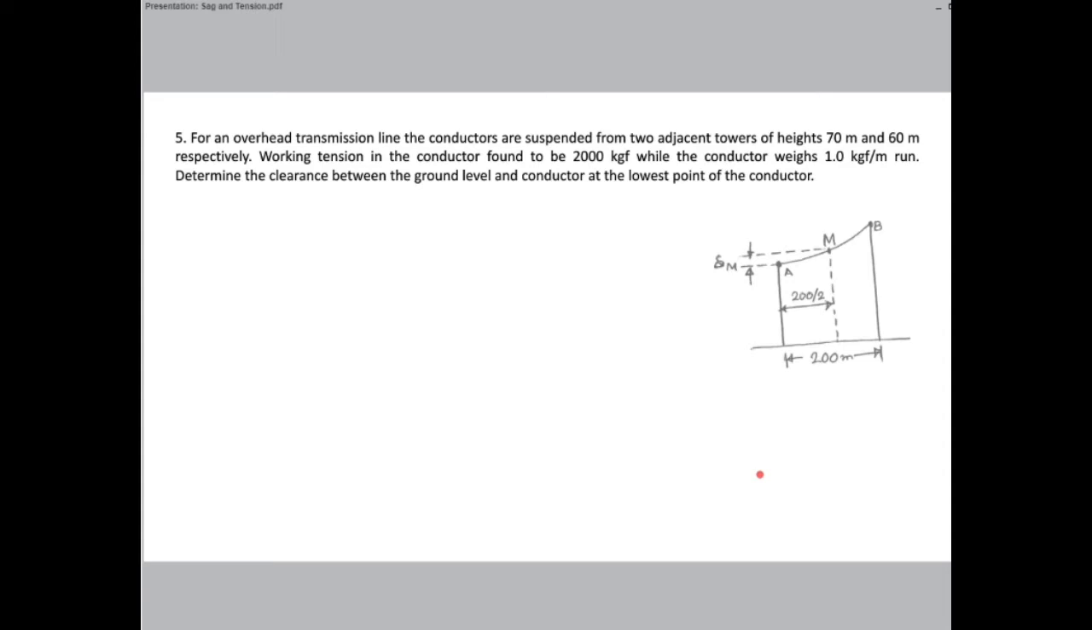Can you read this one? This one says that there is an overhead transmission line and the conductors are supported from two adjacent towers. The heights are different here, 70 meter and 60 meter. The working tension in the conductor is 2000 kgf, while the conductor weighs 1 kgf per meter run. We have to determine the clearance between the ground level and the conductor at the lowest point of the conductor.